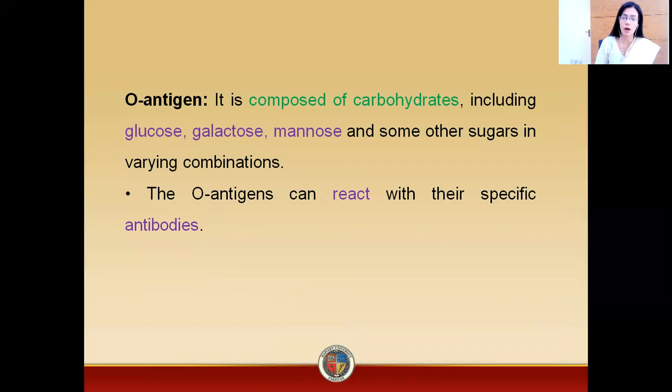Then we have the O antigen. It is composed of carbohydrates, including glucose, lactose, and mannose, and this O antigen can react with specific antibodies. So students, this was all about the cell wall of gram-negative bacteria.